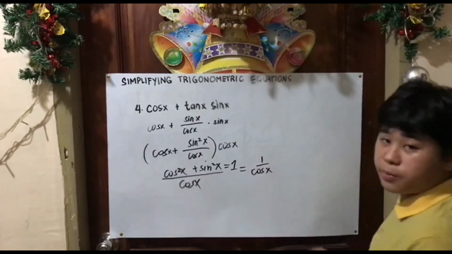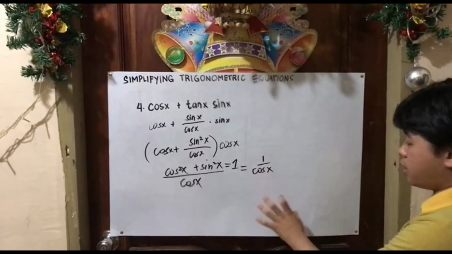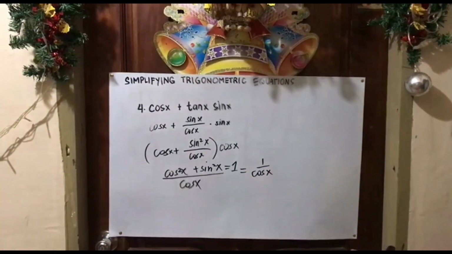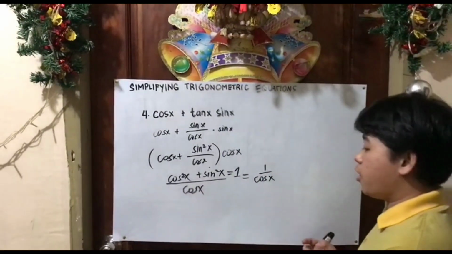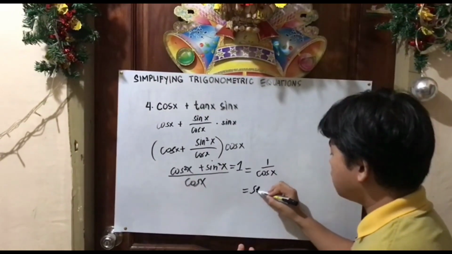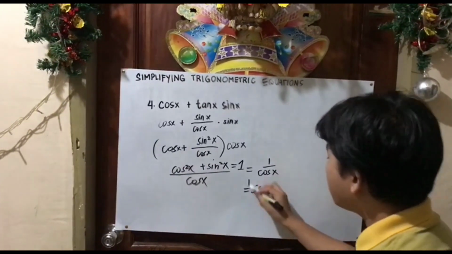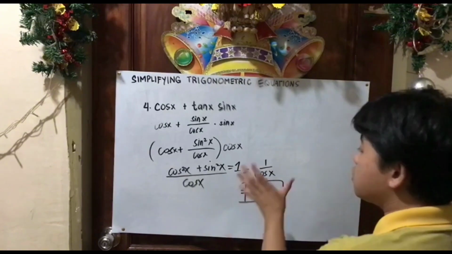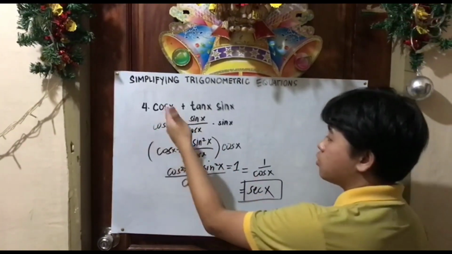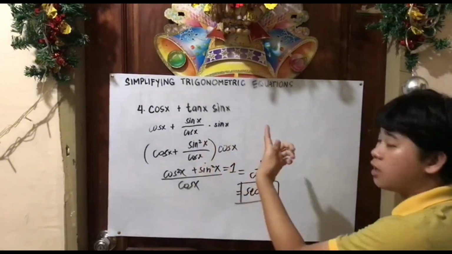But we will not stop there, because 1 over cosine x is also the reciprocal of secant x. So secant x will be the simplest form for this equation, cosine x plus tangent x times sine x.